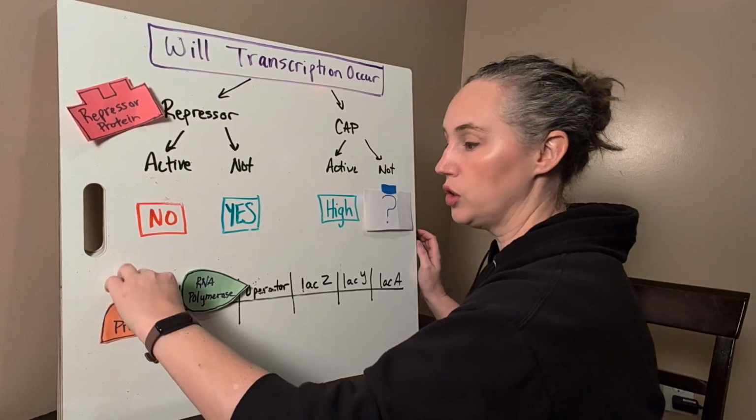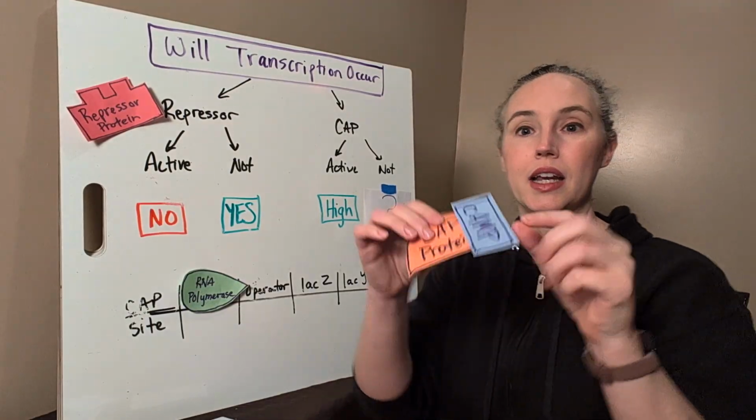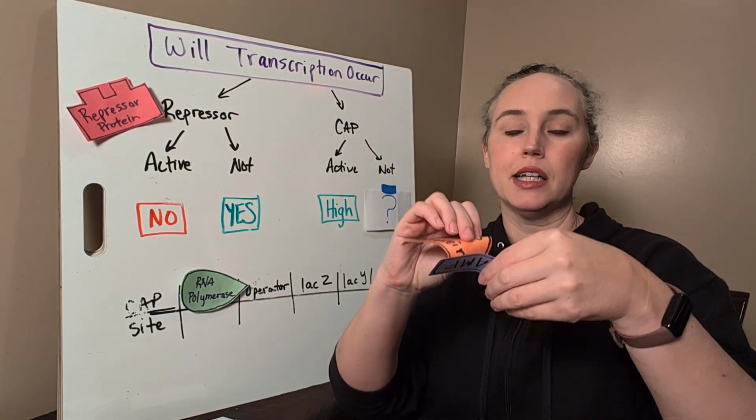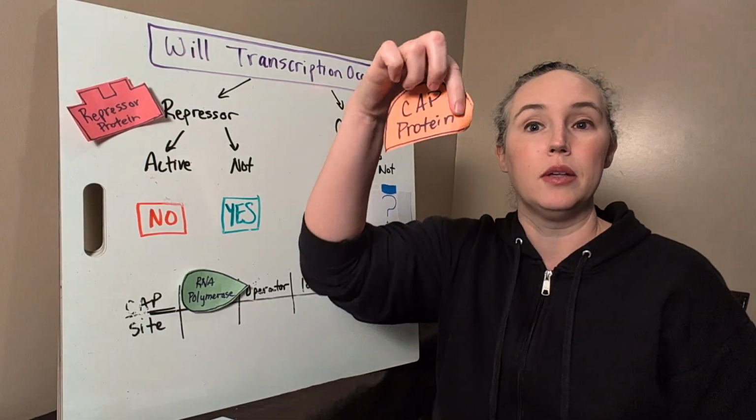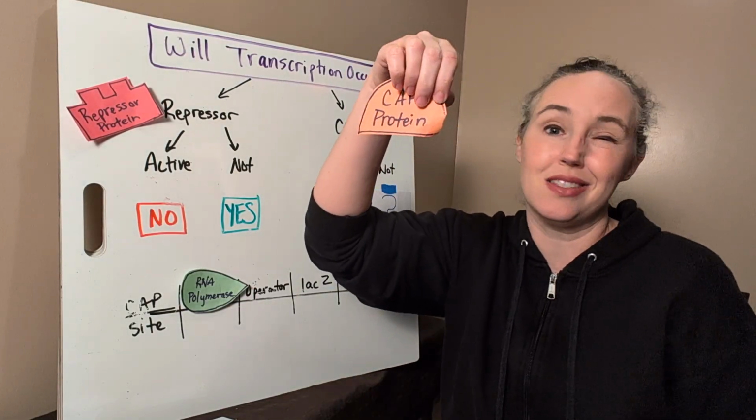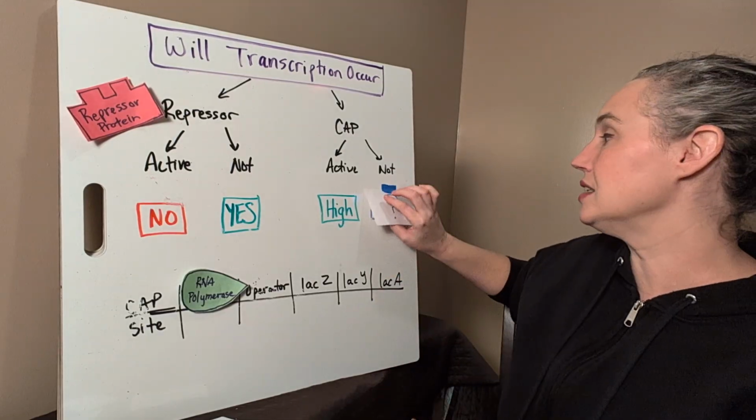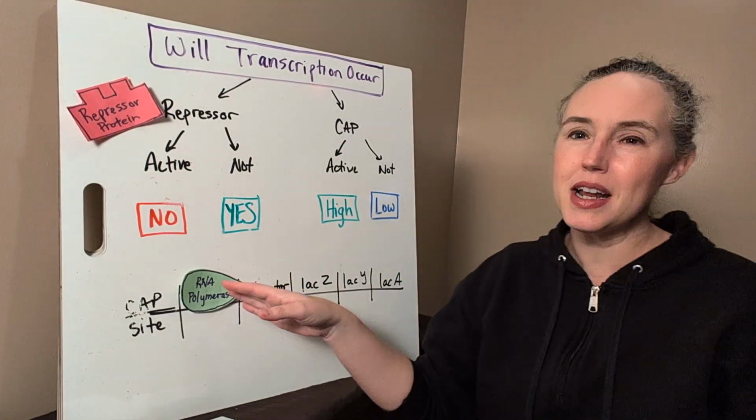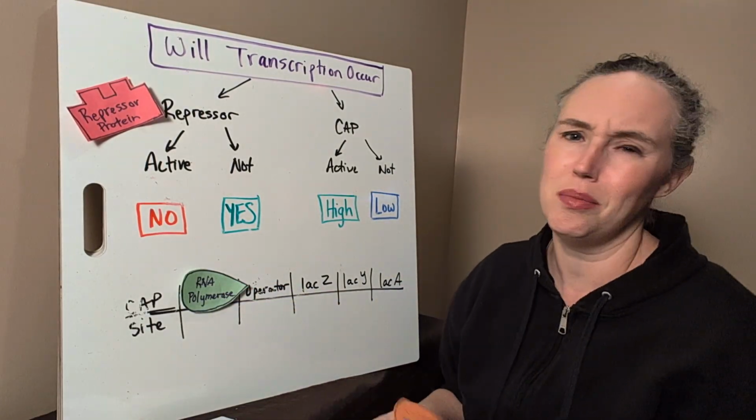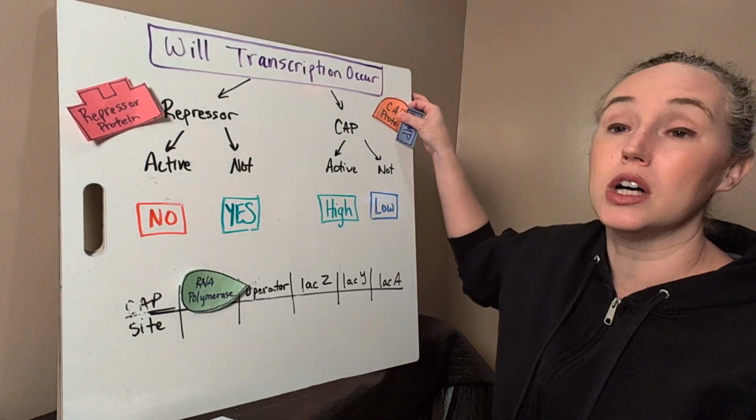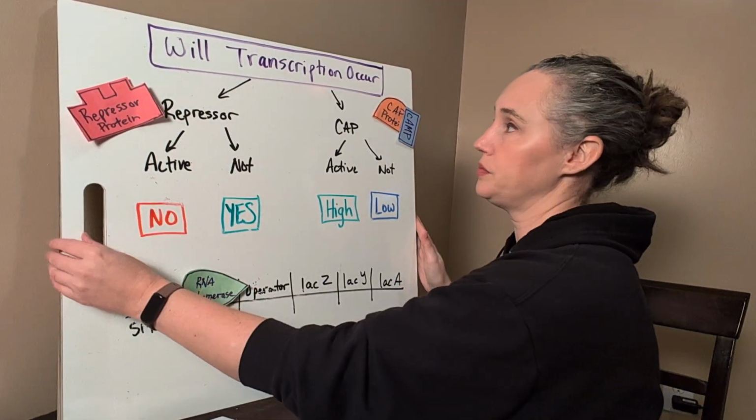If glucose is high, then cyclic AMP is low, meaning your CAP protein isn't the right shape to connect to the CAP site, so it can't do it very well. So RNA polymerase will still attach, but not as well, and so you'll have a low rate of transcription.